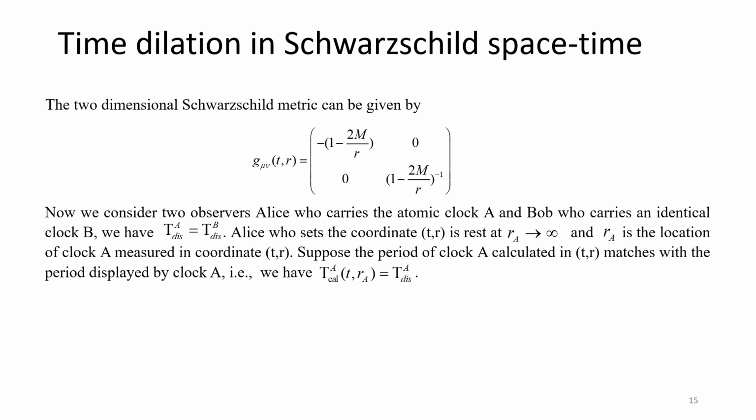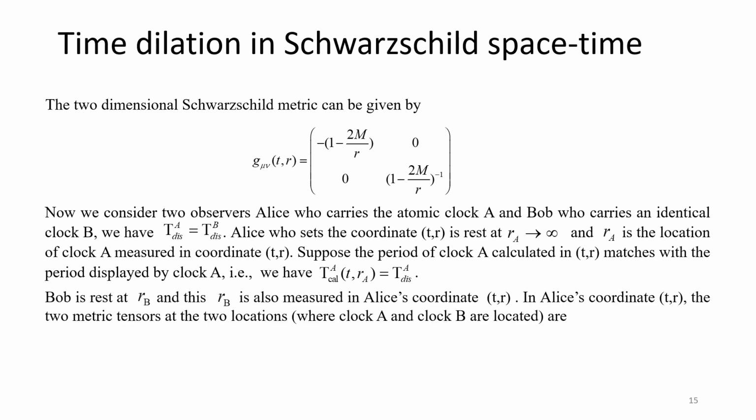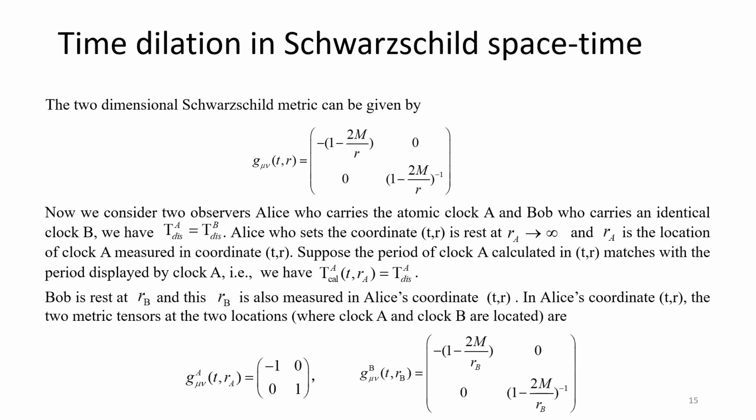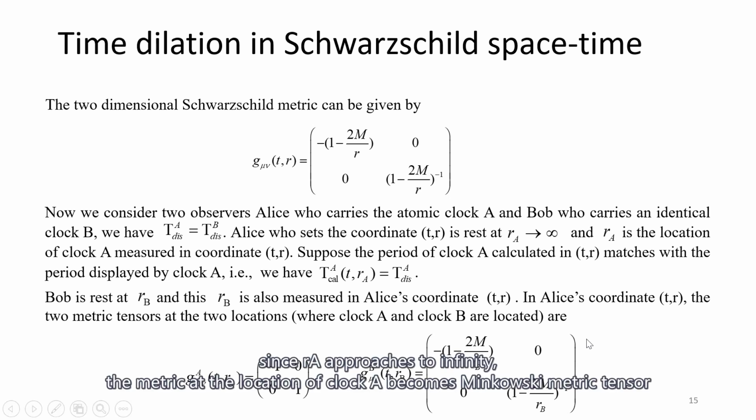Suppose the period of clock A calculated in t, r matches with the period displayed by clock A. We have T_K A equal to T_DIS A. Bob is at rest at r_B, and this r_B is also measured in Alice's coordinate t, r. In Alice's coordinate t, r, the two metric tensors at the two locations are given by these two formulas. Since r_A approaches infinity, the metric at the location of clock A becomes Minkowski.